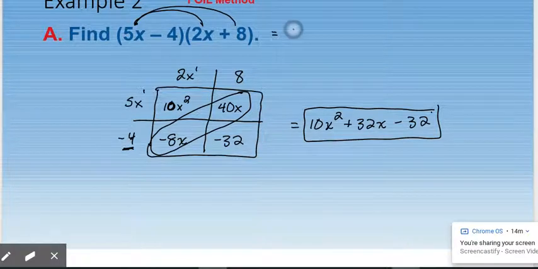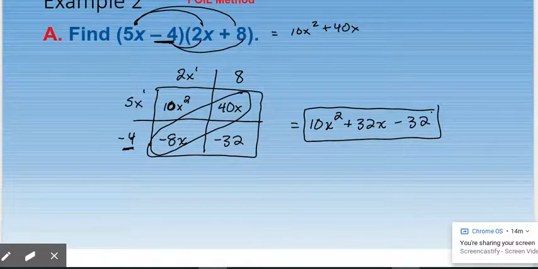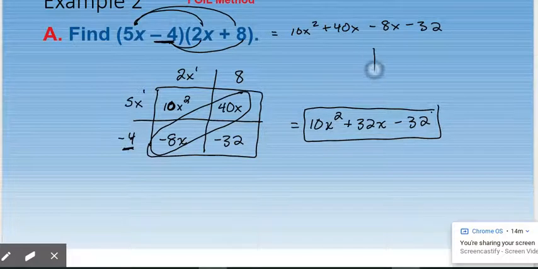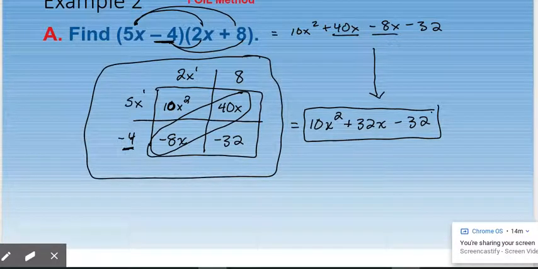I'd go 5x times 2x, 10x squared, plus 40x, and then we're taking the negative 4 the second time through, and we're distributing. So you'd have your negative 8x and your negative 32. You're still going to arrive at this answer because we're going to combine those x's. The box I prefer because it organizes the information. It makes it a little more obvious what your multiplications are, but either way is fine.